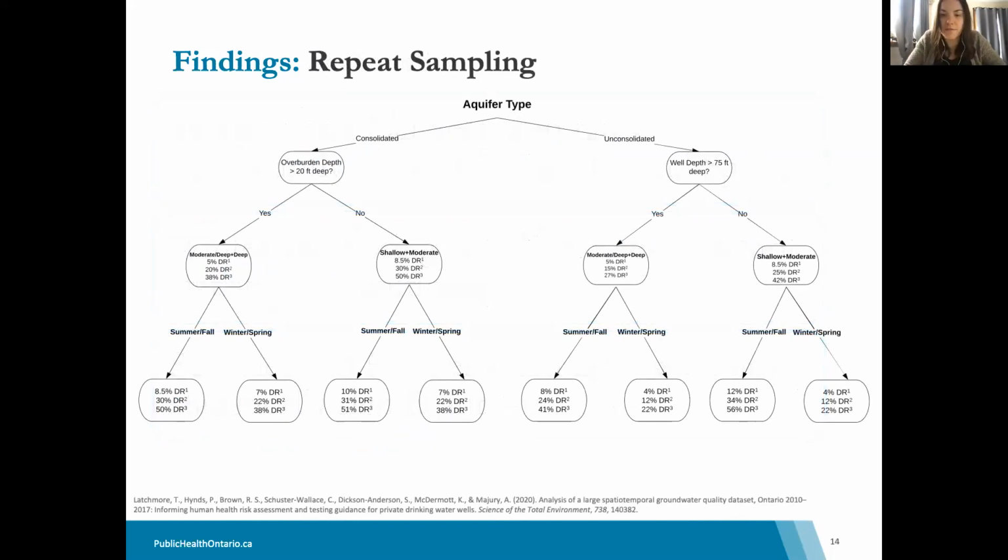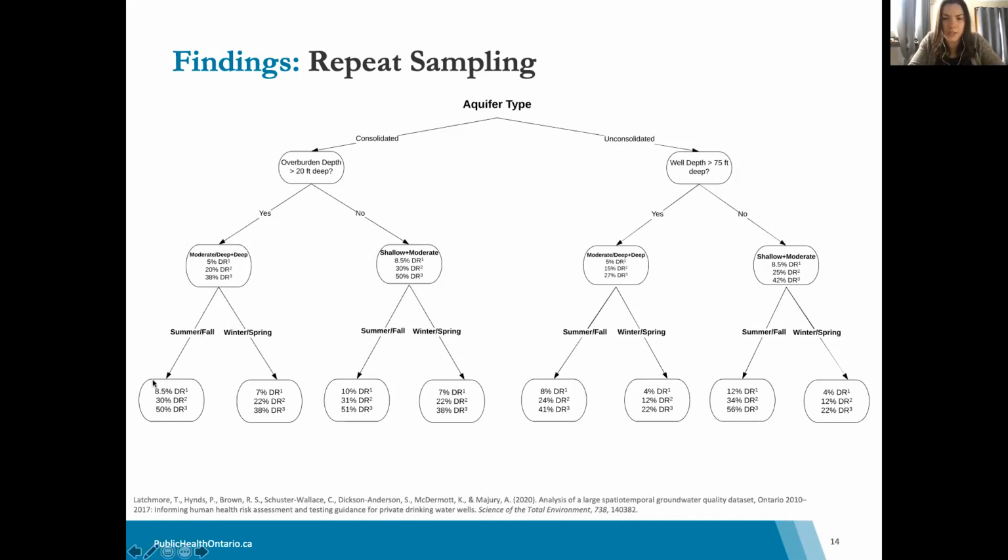Finally, to assess the effects of repeat sampling, I applied basic probability estimates using power analysis to spatial and temporal E. coli detection rates. A summary of these estimates within each respective delineation is presented in the decision tree that you're seeing there, for wells sampled 3 times, which is denoted with a 1, 12 times per year, which is denoted with a 2, and 24 times per year, which is denoted with a 3.